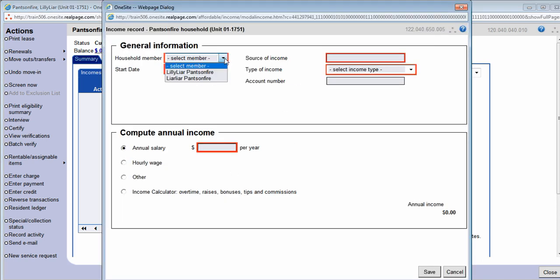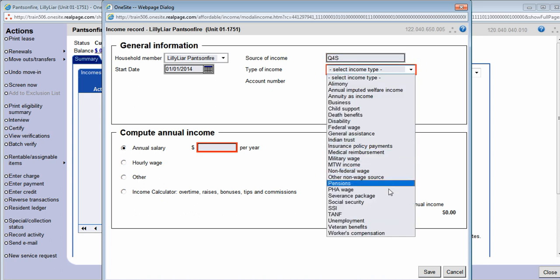So we are going to select Lily Pants on Fire. We are going to put the start date as 1/1/14. This is a certification, so we're always going to use the certification date versus a move-in date. You can use the actual calendar date that you're working on. The source of this income was Q4S, and this is a non-federal wage.